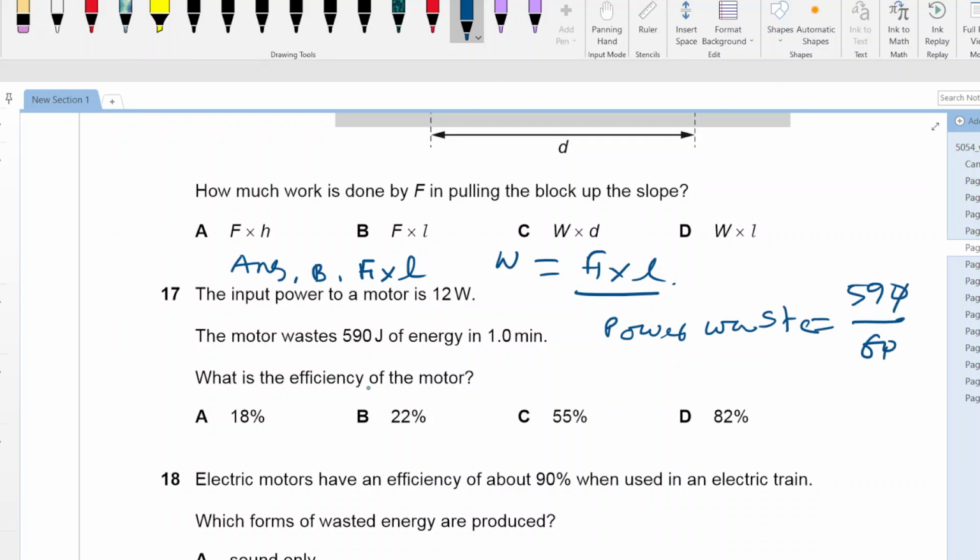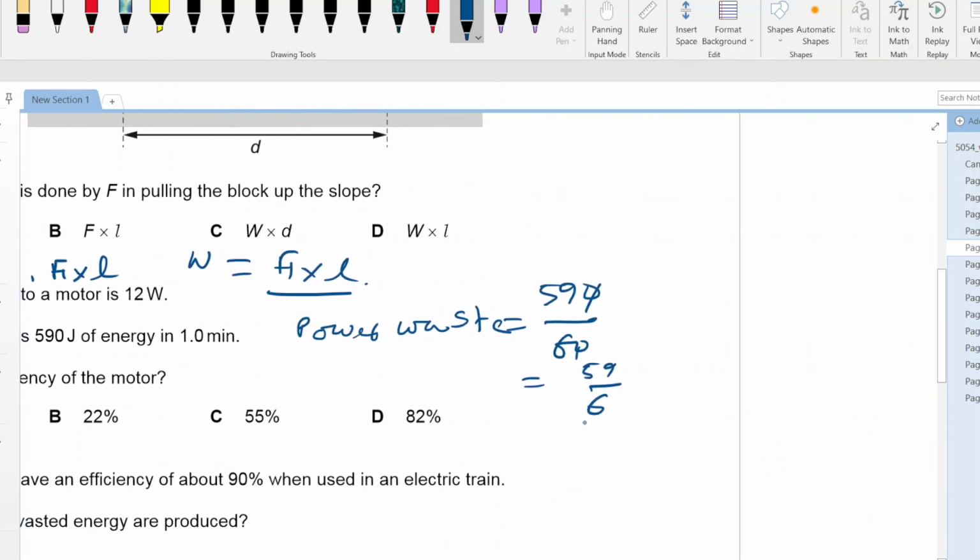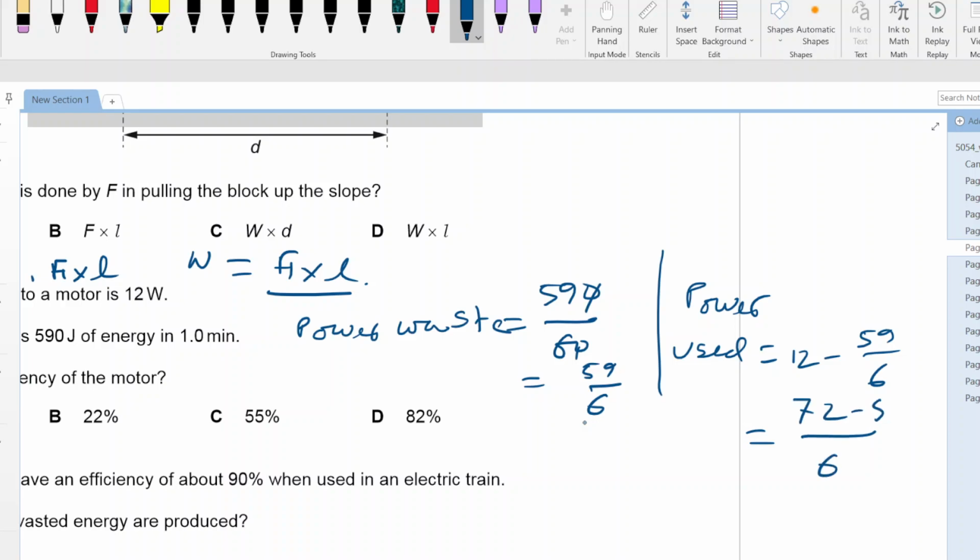Now this is 59 by 6, and power used. Power used equals 12 minus 59 by 6, equals 72 minus 59 over 6, which is 13 by 6. Therefore, I do the calculation here.